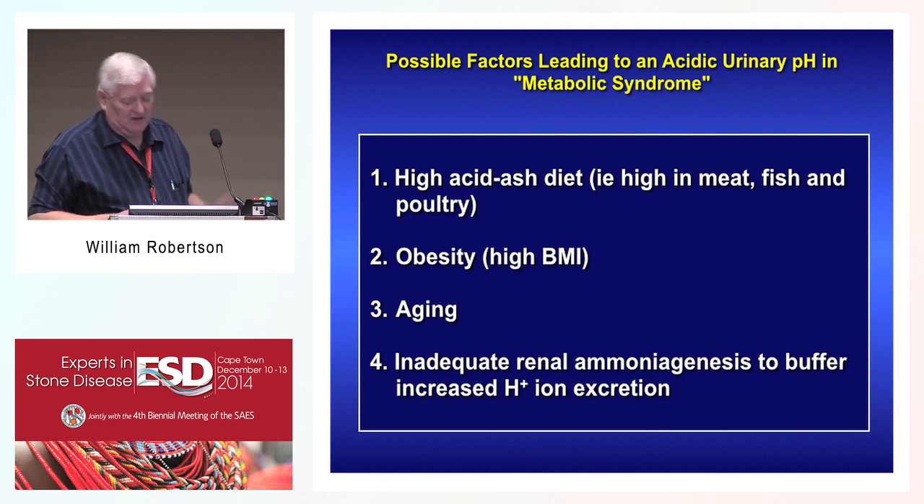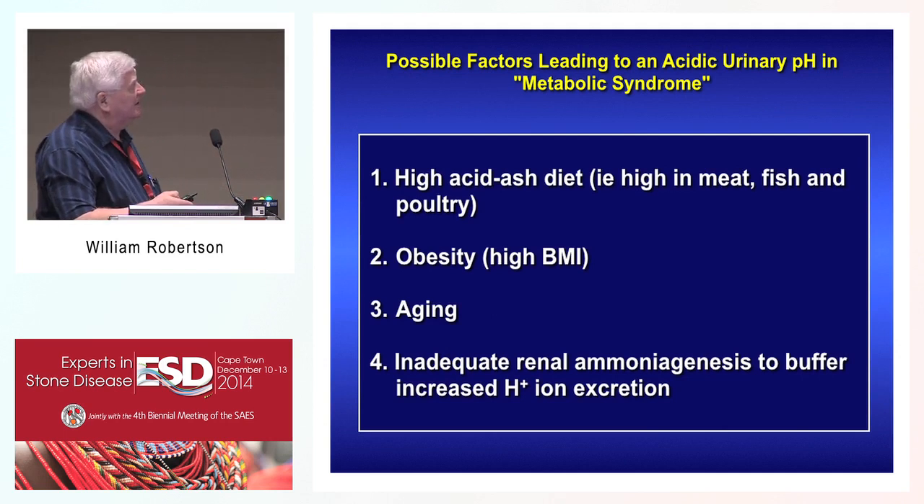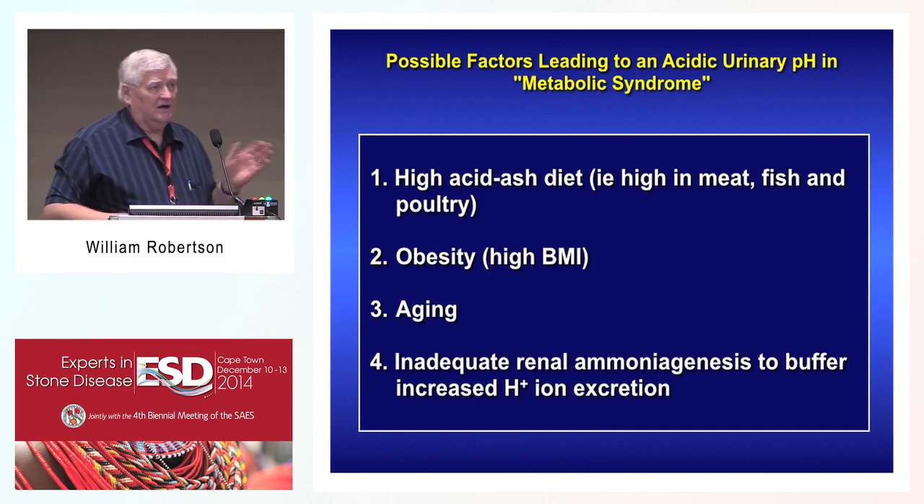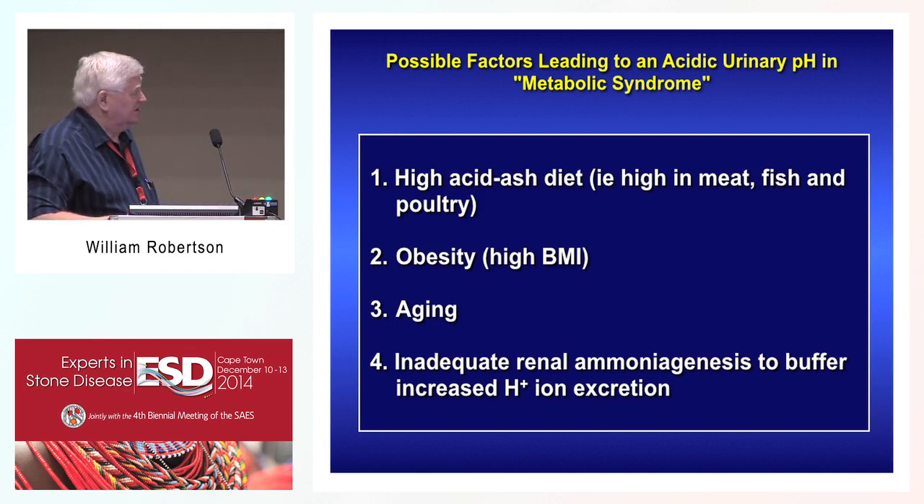So there are four possibilities. One is that they're consuming a higher acid-ash diet, or that they're obese, or that it's due to aging, or to inadequate renal ammoniogenesis to buffer hydrogen ion excretion. So let's look at the first of these.